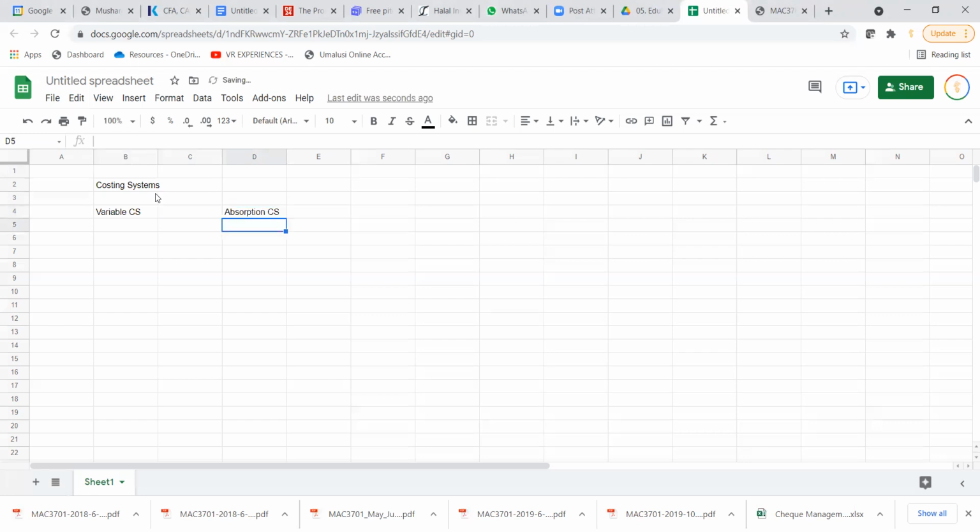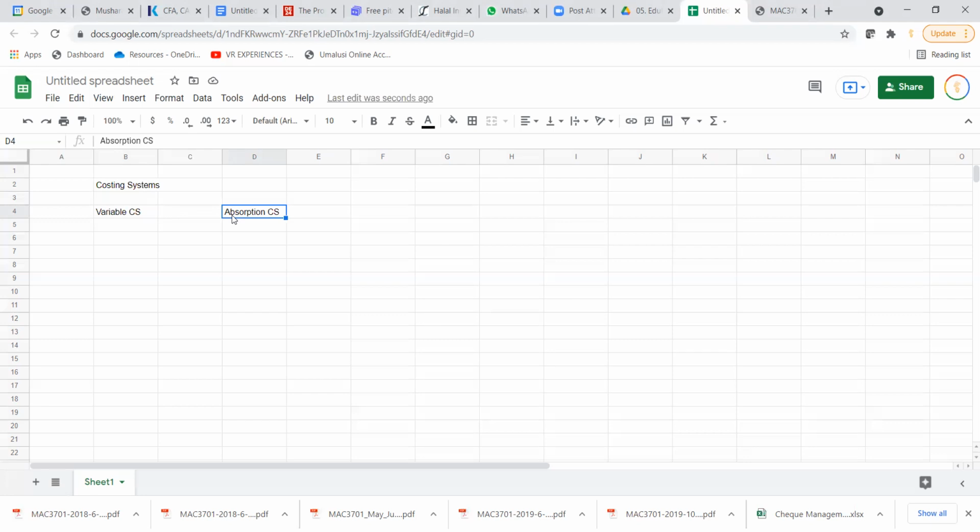Now, what's important to understand is that another term for the variable costing system is the marginal costing system. Another term for the absorption costing system is the full costing system. So just be aware they can change the terminology.